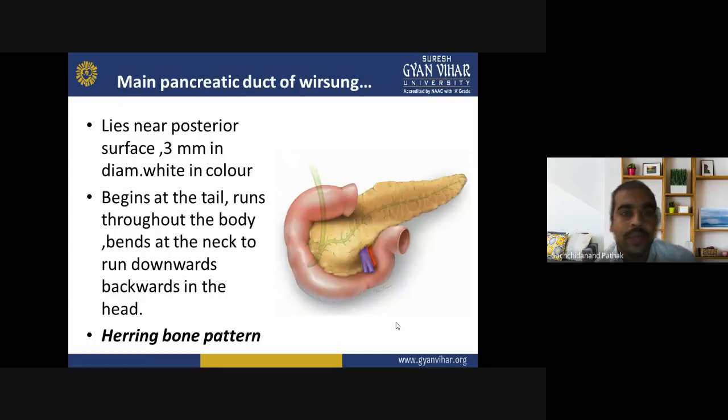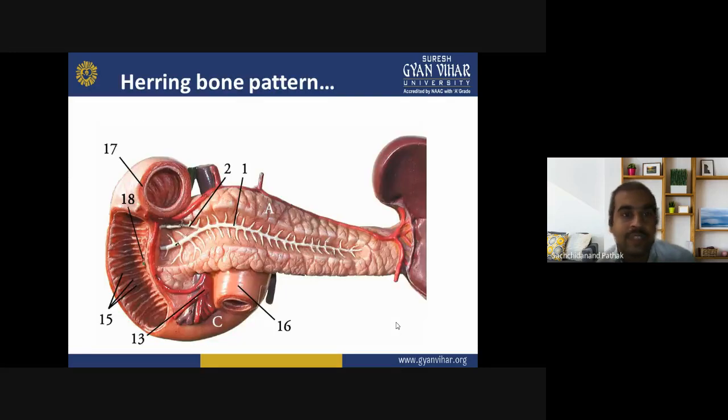Main pancreatic duct of Wirsung: it lies near the posterior surface, 3 mm in diameter and white in color. It begins at the tail, runs throughout the body, and bends at the neck to run downwards and backward in the head. Herringbone pattern is there. You can see the herringbone pattern, how it will look inside the pancreas.